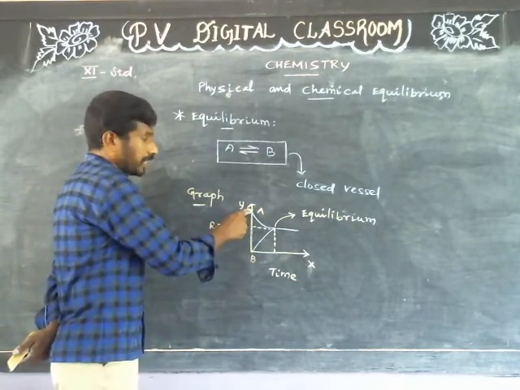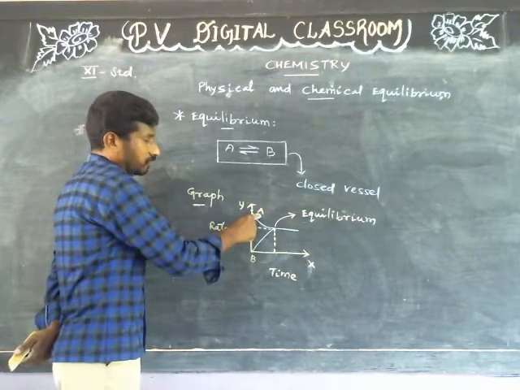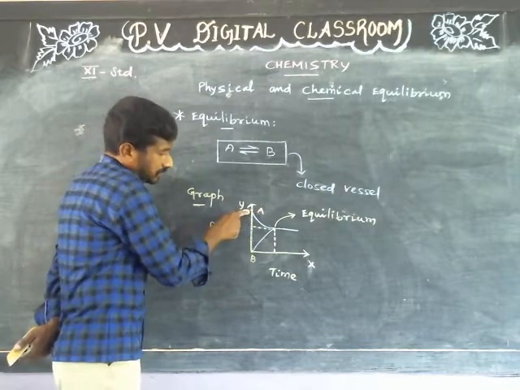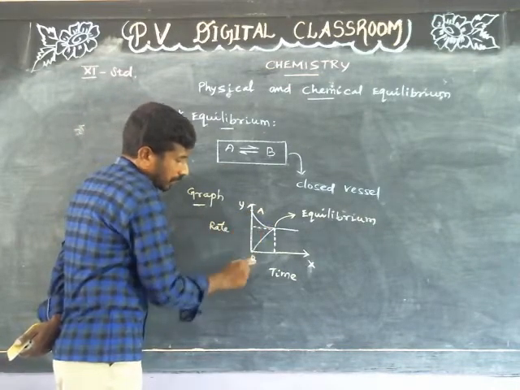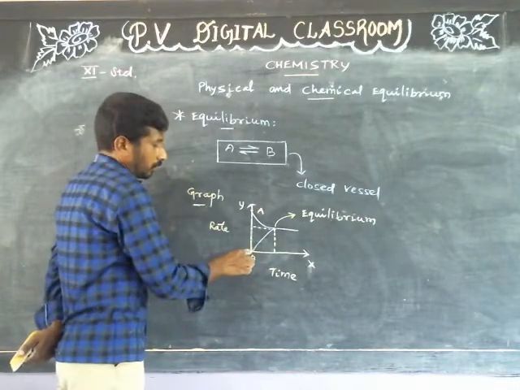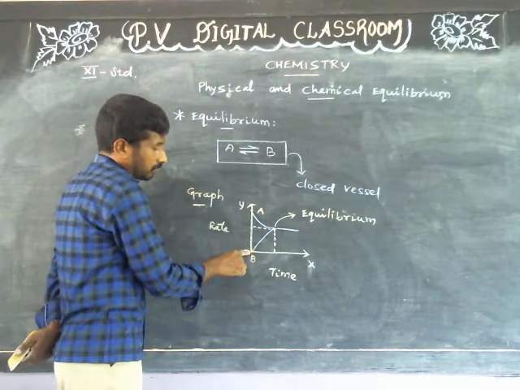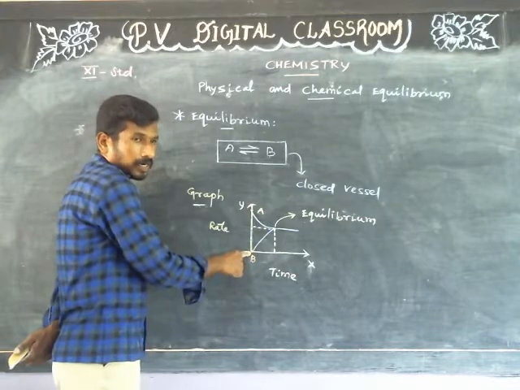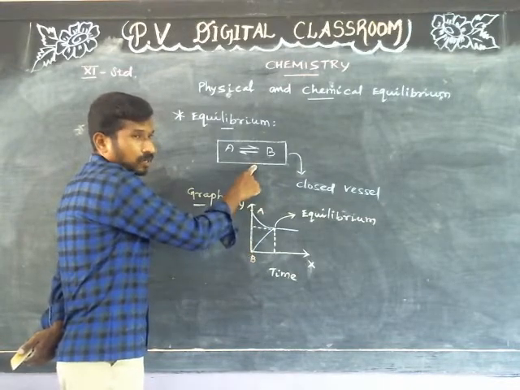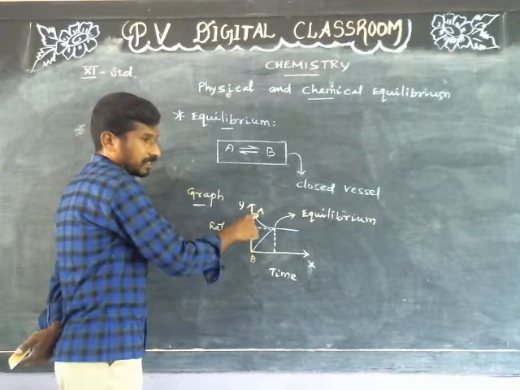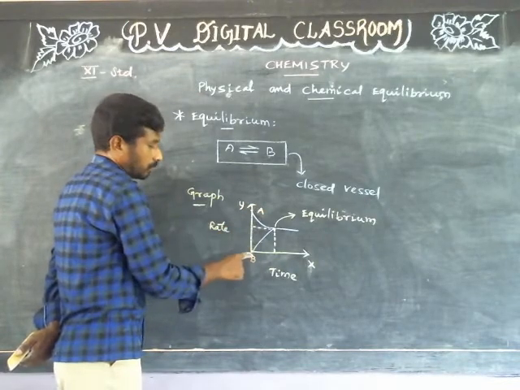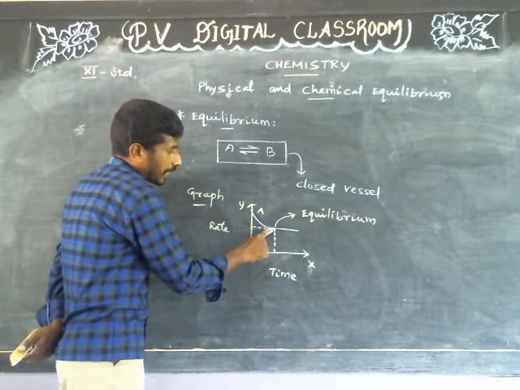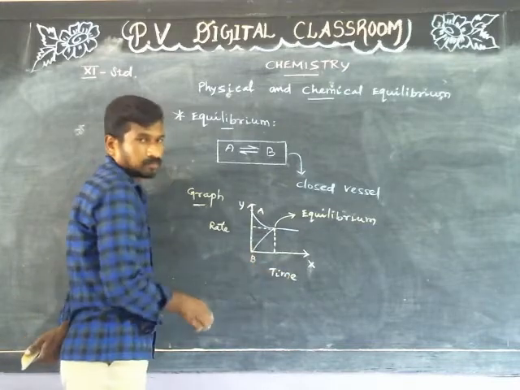In the beginning of the reaction, the rate of the reactant A is high and decreases gradually with increase in time. In the beginning of the reaction, the rate of the product B is 0. This is because initially the reaction vessel only contains the reactant molecule A, and the rate of the product molecule B increases gradually with increase in time.